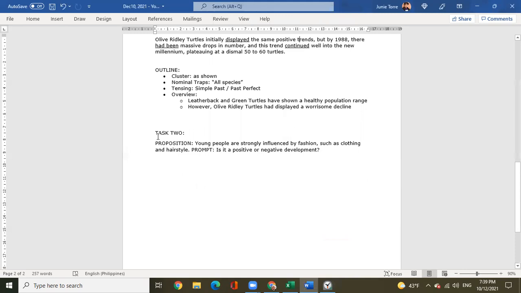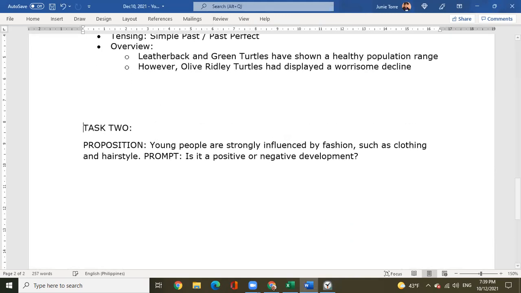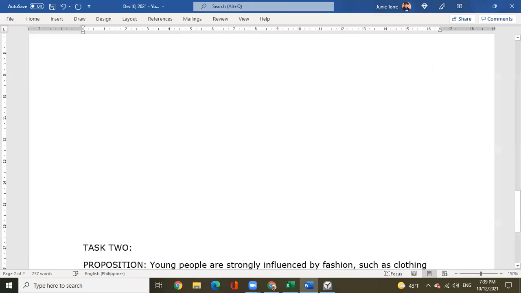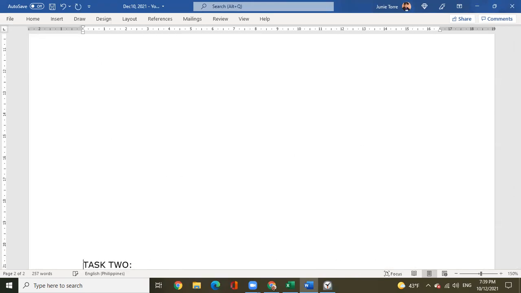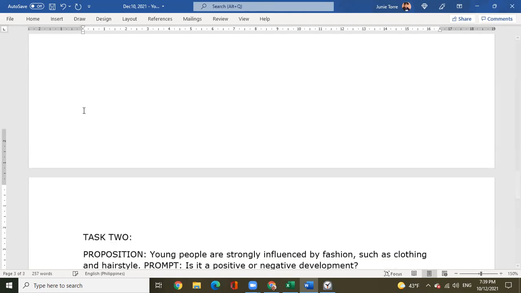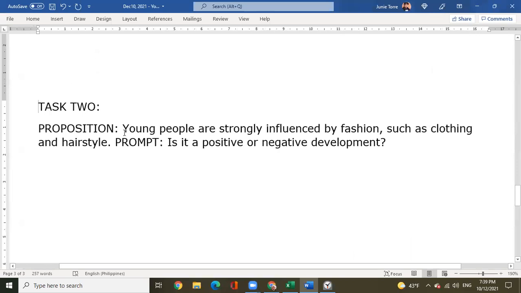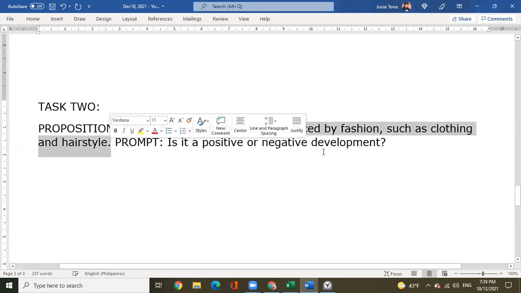Okay, young people are strongly influenced by fashion, such as clothing and hairstyle. Is it a positive or negative development? So, what I'm gonna do here, guys, is going to be the A2. So first, I will expound, expand, explain, and elaborate all of that.